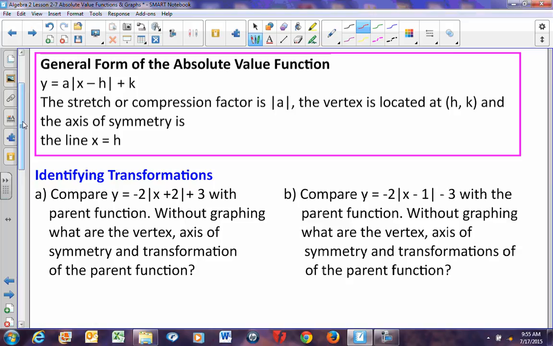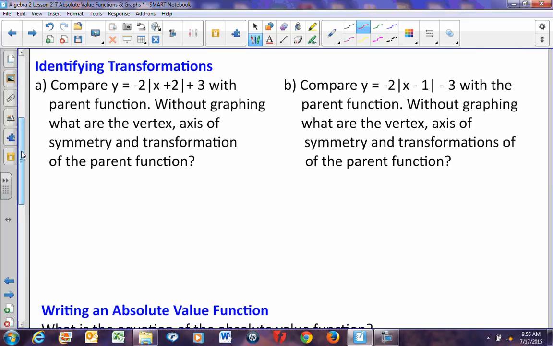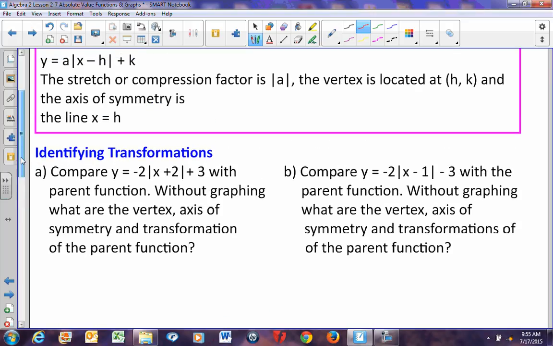Okay. So, let's take a look at this. It says, compare y equals -2 absolute value of x plus 2, plus 3 with the parent function without graphing. Give the vertex, axis of symmetry, and transformation of the parent function. So, this isn't too bad. My vertex, remember, if you look back at the parent function up here, it says the vertex is located at (h, k).